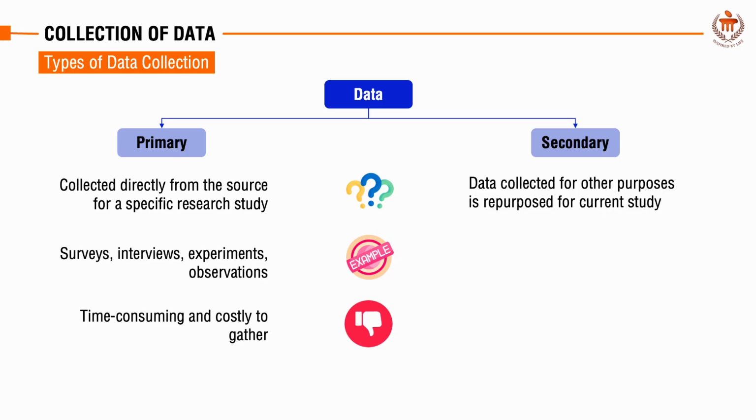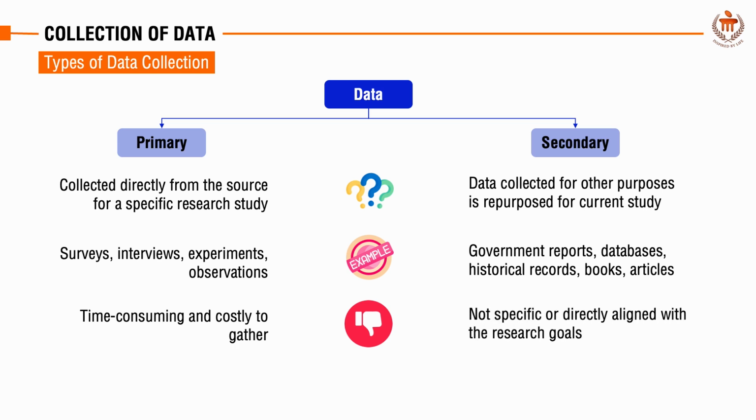So you can have data from government reports, databases, historical records, books, articles, any mechanism we can use. When we're talking about secondary data, it may or may not be aligned, because we are using data from sources which are already available. So it may not be directly or indirectly aligned with the research objective of our study. But even then we use it, because for some reasons, instead of working on primary data, we feel that working on secondary data makes more sense for this study.